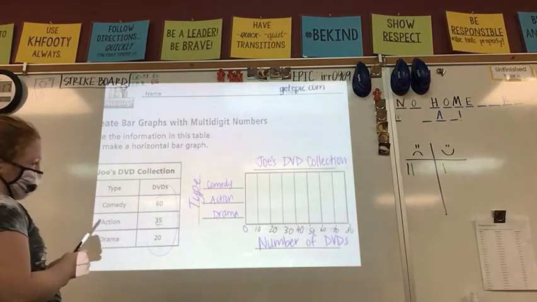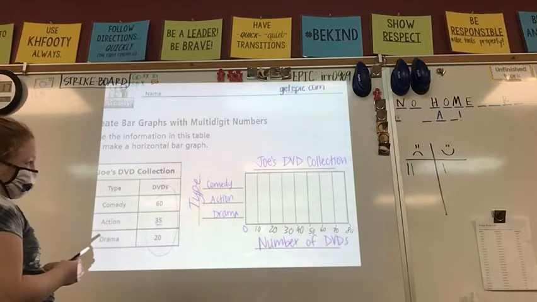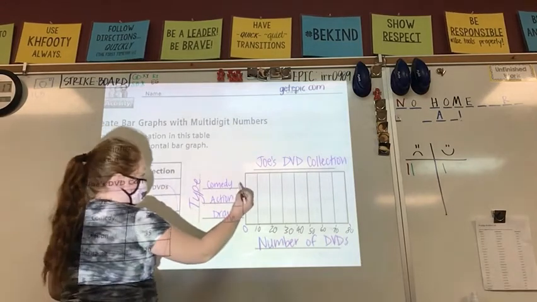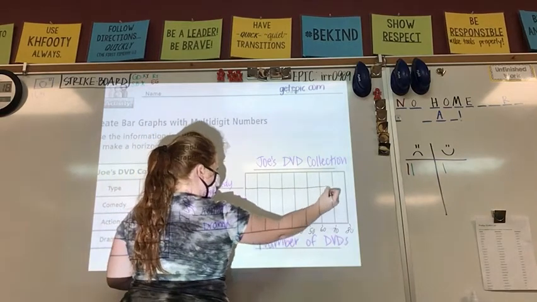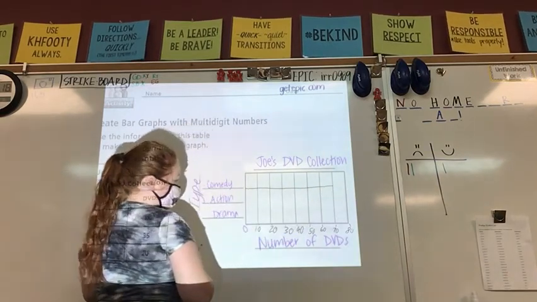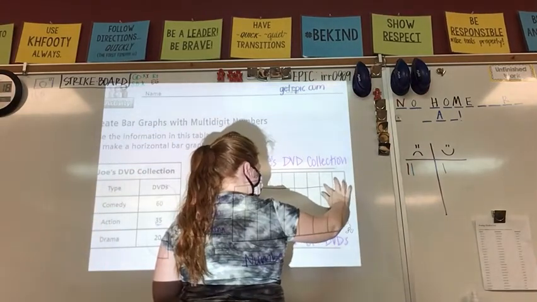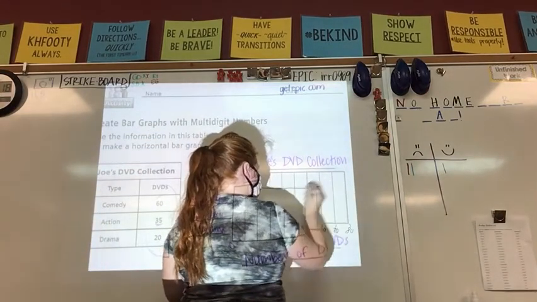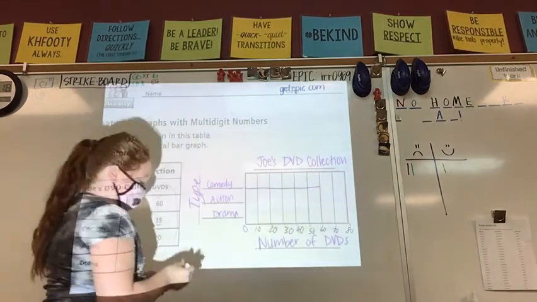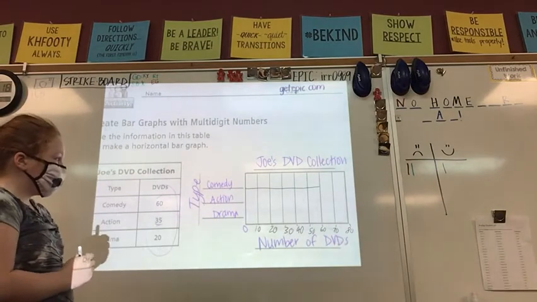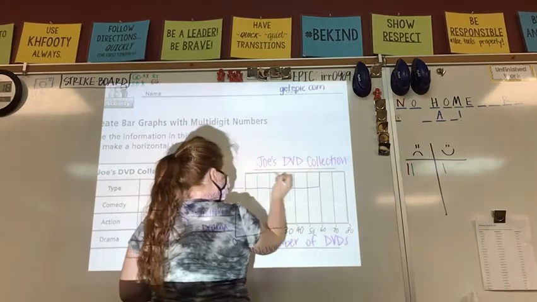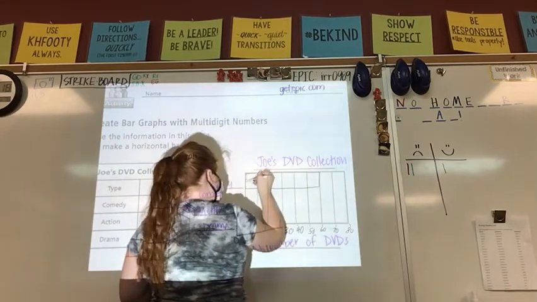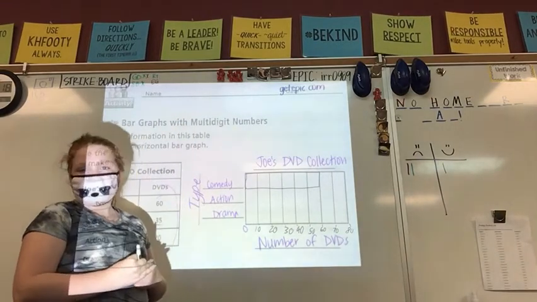So Hadley's going to draw my comedy bar. There's 60 comedy DVDs, so you can mark out 60 first. Straight out from comedy. Oh, double check. Did that line up to 60? We'll cap it. And remember, we don't just do a line, we make a whole bar. So you're going to draw another line and cap it off at the end. That way we can fill it in with the pattern. And then you can fill it with the blank one. All right, thank you.